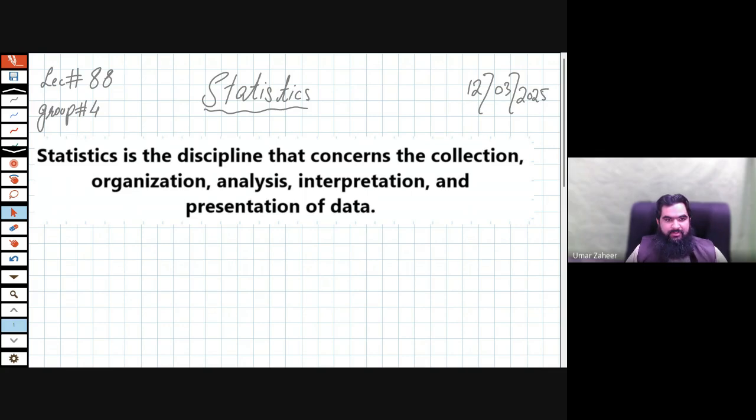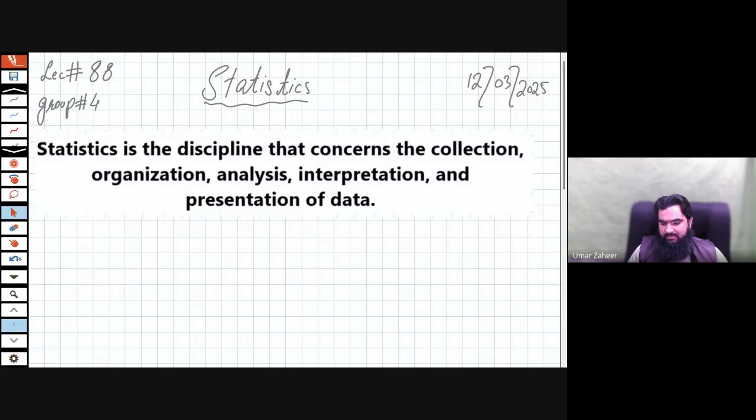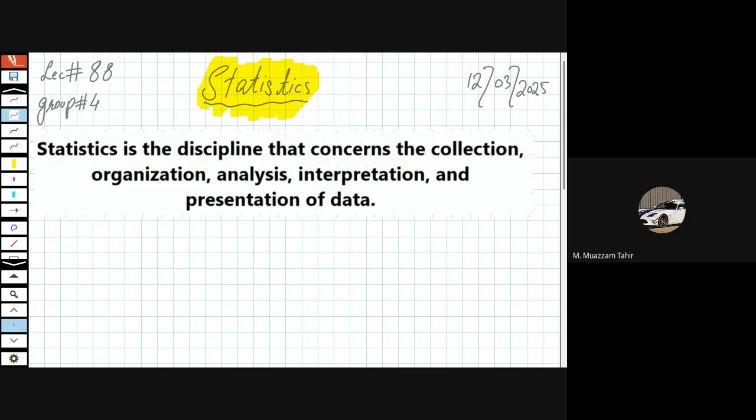Yes, Mozam, do you have any idea what statistics is? Any basic idea? Yes, Mozam. Sir, it shows like... I don't know how to explain this, but it shows like values or something compared to others.